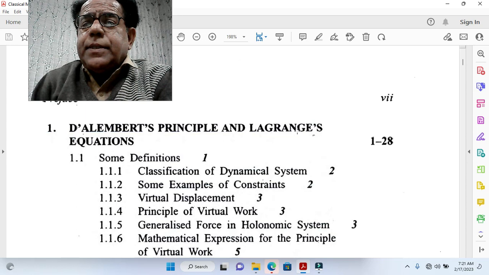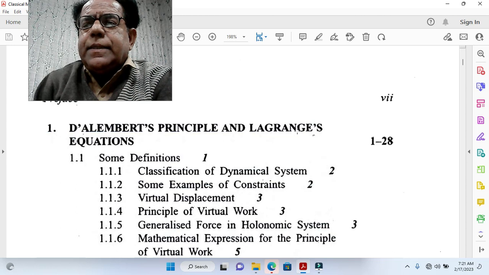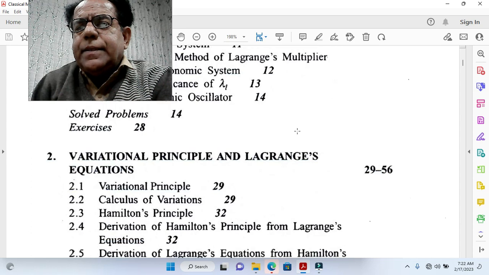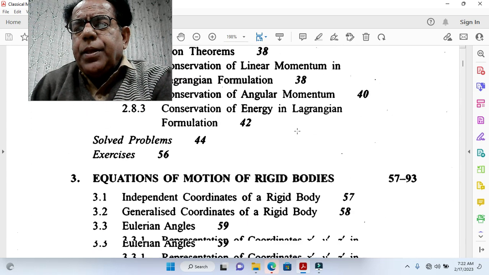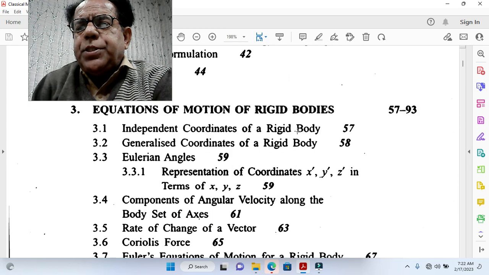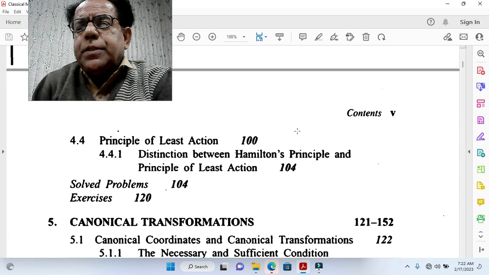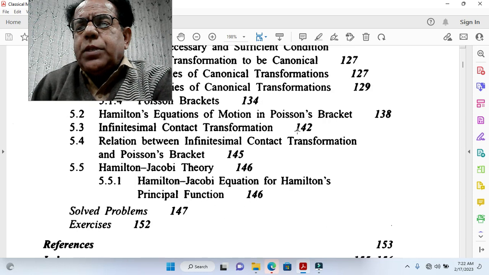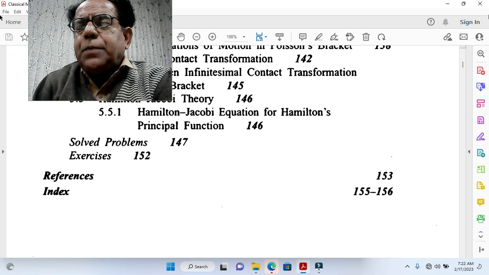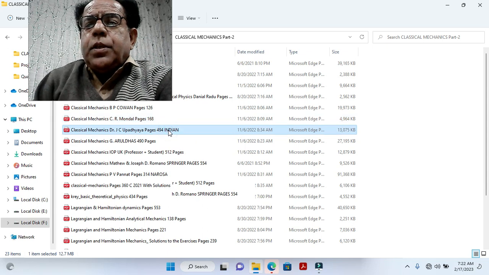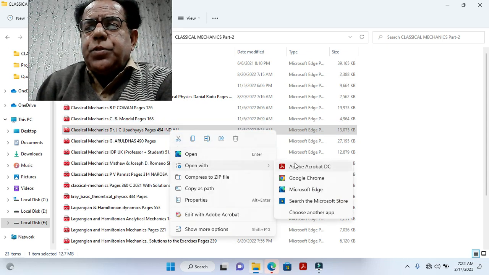Now we come towards its contents. Chapter number 1, D'Alembert's principle and Lagrange's equations. Chapter number 2, variational principles and Lagrange's equations. Chapter number 3, equations of motion of rigid bodies. Chapter number 4, Hamilton's equations of motion. Chapter number 5, canonical transformations, and then the index is given at page numbers 155 and 156. I think we should move further.